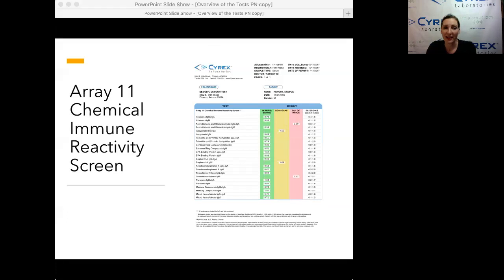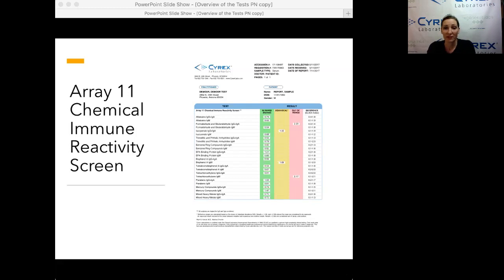Okay, so then on to Array 11. Array 11 assesses chemical immune reactivity. This is different to total toxic load or body burden. This panel doesn't assess the amount of toxin in the body, but instead it assesses the immune tolerance or immune reactivity to that chemical. The other important thing to understand about this panel is that it's an antibody panel, and chemicals themselves are too small to elicit an antibody response.